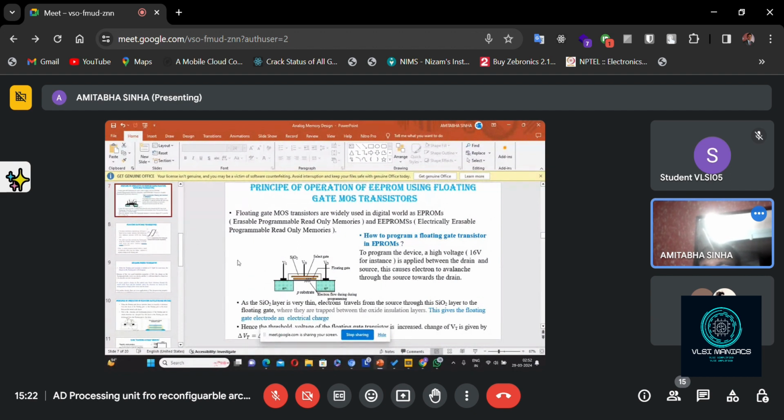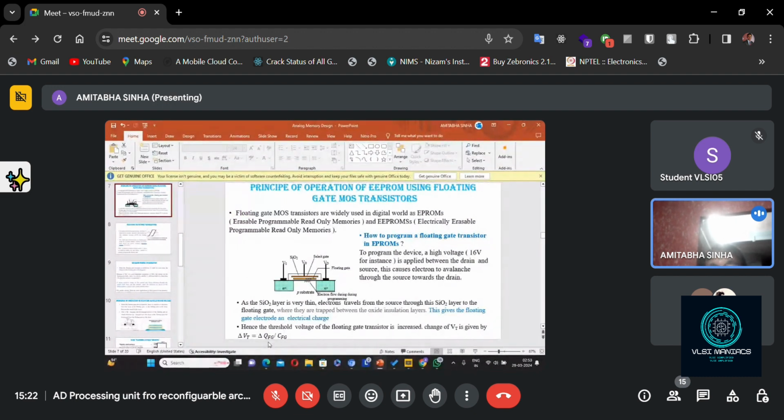Okay. So hence the threshold voltage of the floating gate is increased. That means when the electrons are trapped over there, you have to apply more voltage in VG to make the channel between source and drain. So the formula is: the threshold voltage of the floating gate transistor is increased. The change of VT, that is del VT, is given by del VT equal to del QFG by CFG.